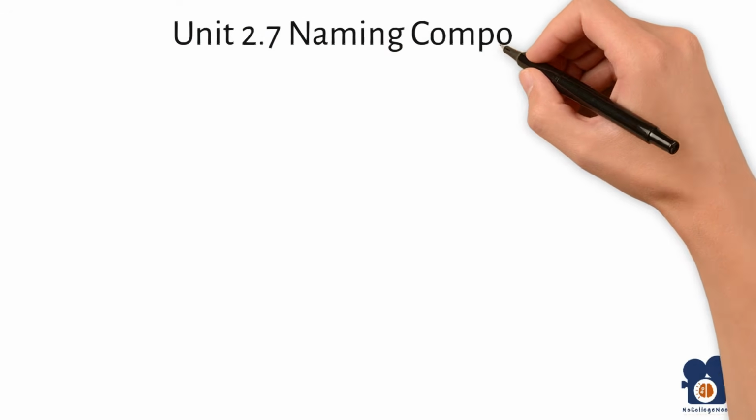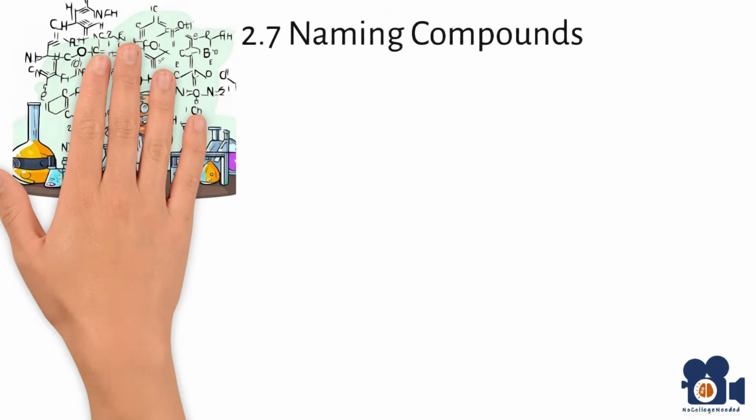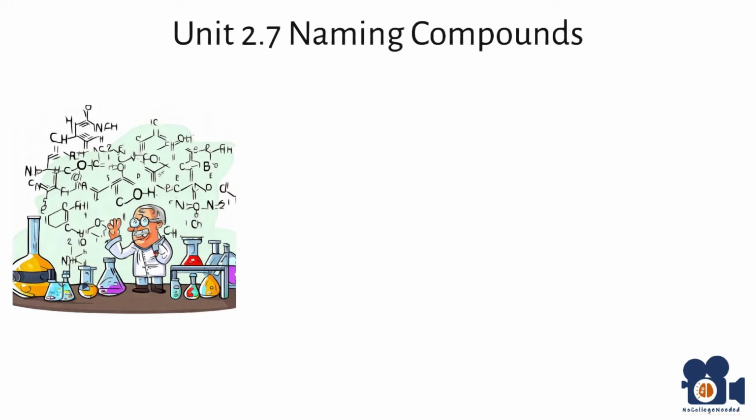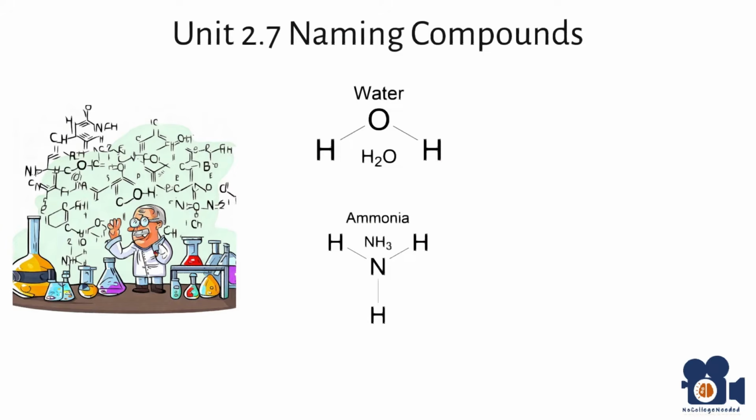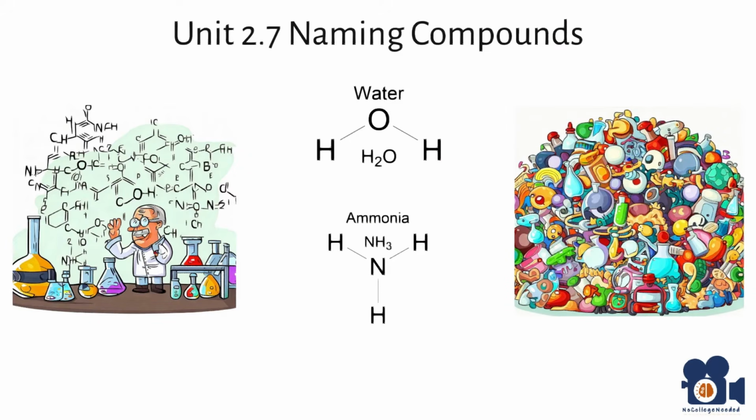Unit 2.7 gives an introduction to naming compounds. Chemists use chemical nomenclature, a classification system, to name chemicals and maintain organization. In the past, chemists relied on common names for substances such as water for H2O and ammonia for NH3. However, with the discovery of over 175 million unique chemical substances, it has become necessary to transition away from common names to a more systematic naming system.